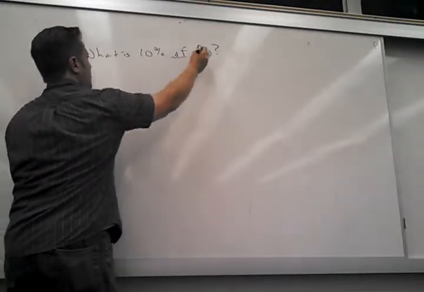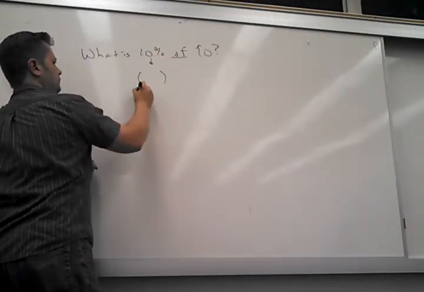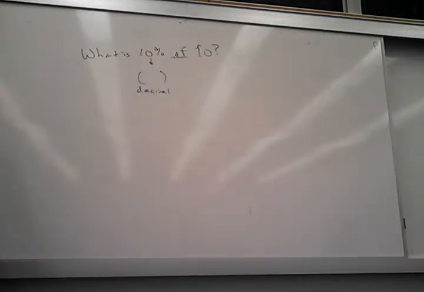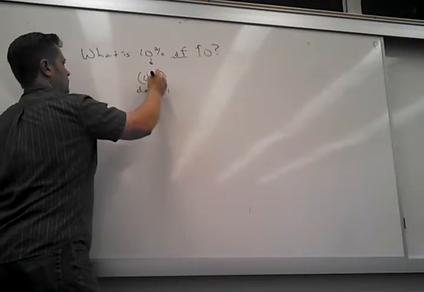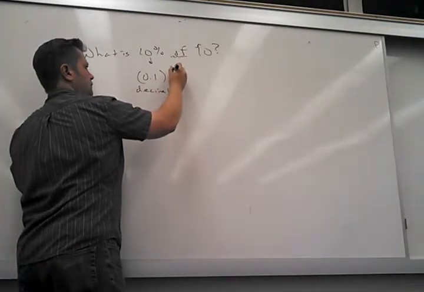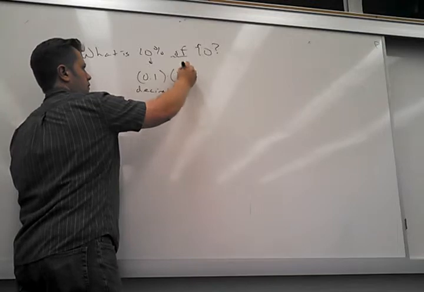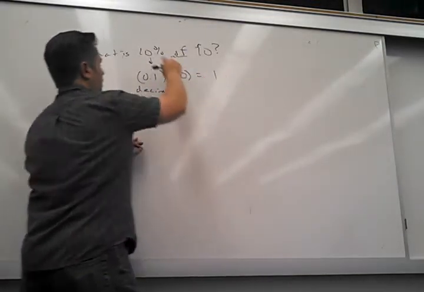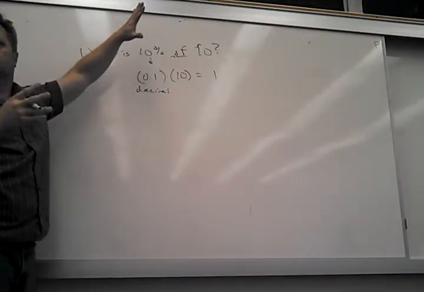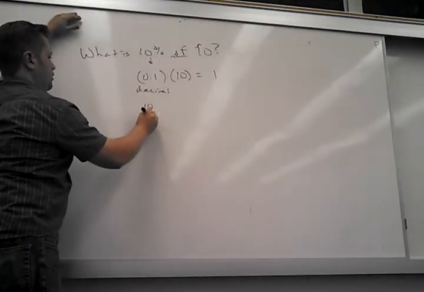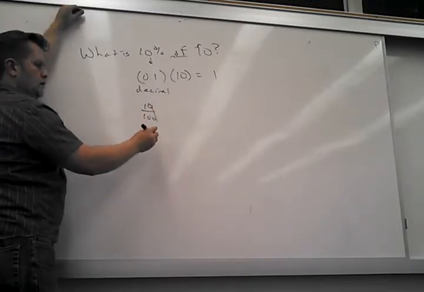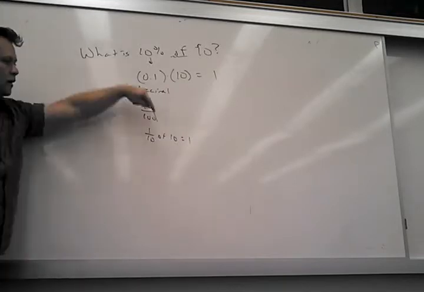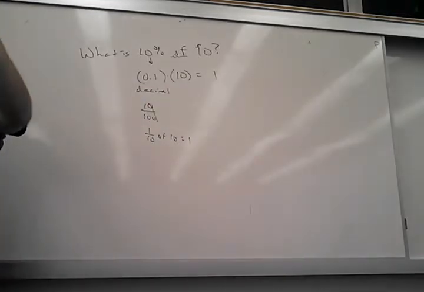So 10% of 10, what is 10% as a decimal? How do I make that into a decimal? 0.1 times 10. And what's 0.1 times 10? 1. Another way to look at it is, what's 10% as a fraction? 10 over 100, which is 1/10, right? What's 1/10 of 10? 1. So that's why of means multiply, because that's what it accomplishes.